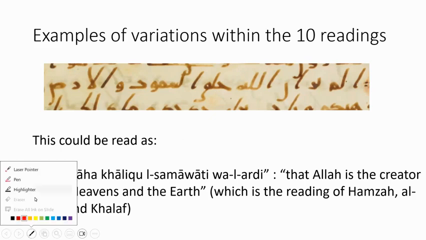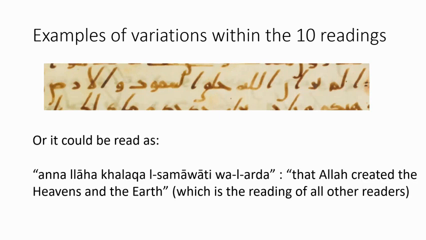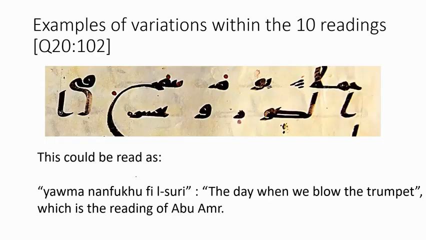Depending on how you put your vowels, you can write kha, la, kha with a fatha on top, or you can say khaliq with a dagger alif. Basically khaliqu. The difference is that one is saying Allah is the creator of the heavens and the earth, and the other is saying Allah created the heavens and the earth. And there are many examples like this.